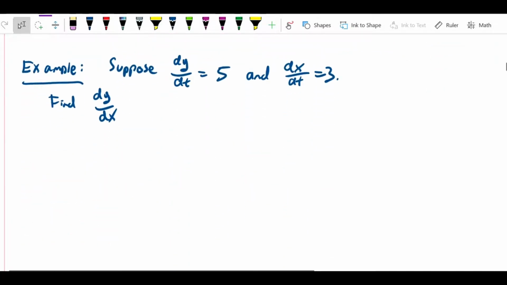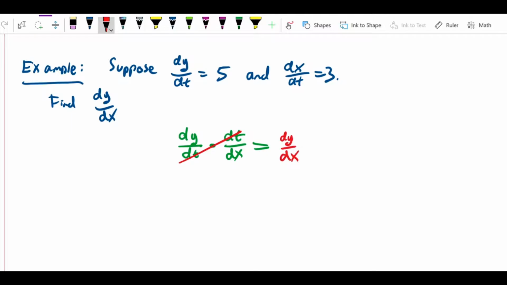Let's suppose, for example, that dy over dt is equal to 5 and dx over dt is equal to 3. Let's find dy over dx. Based on what I had shown earlier, if I take dy over dt times dt over dx, by cancellation, that should give us dy over dx, which is what we're seeking here.